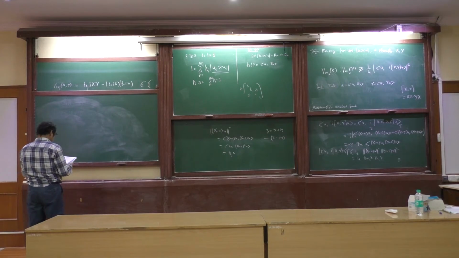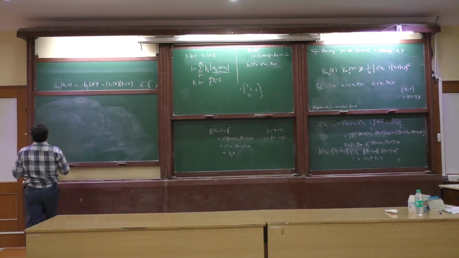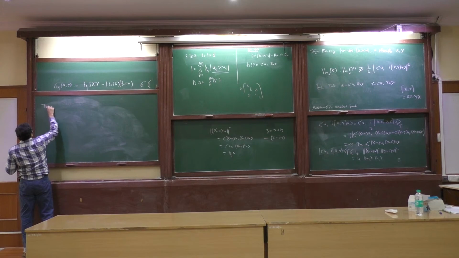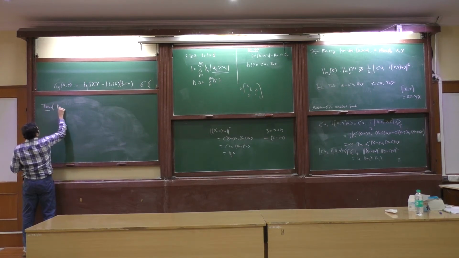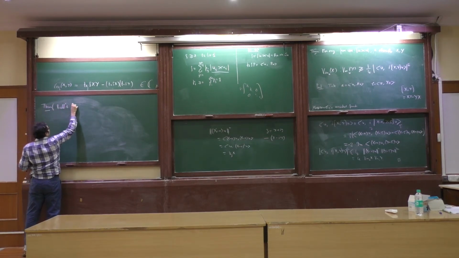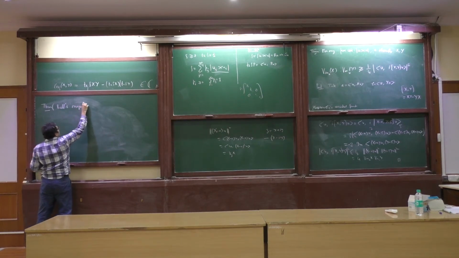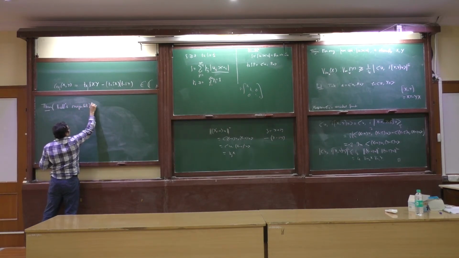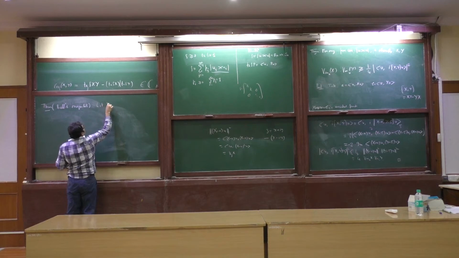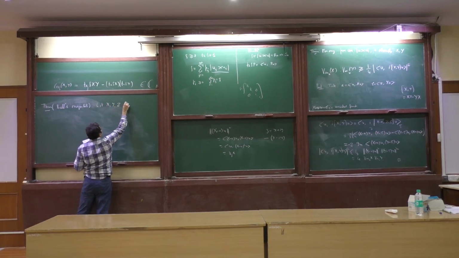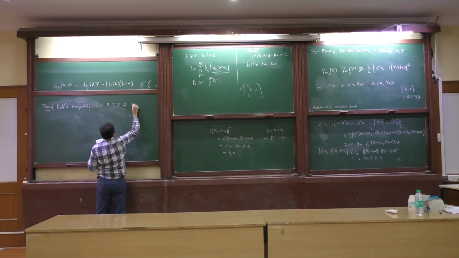Another nice thing I want to do, here is another theorem. It's called Bell's inequality. So let x, y, z be independent variables.